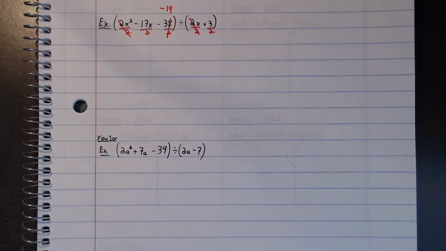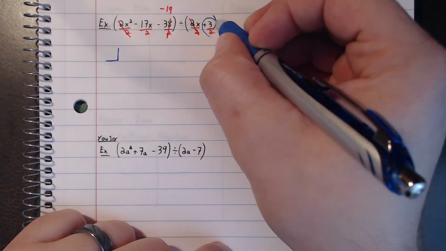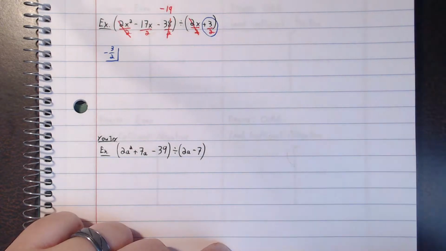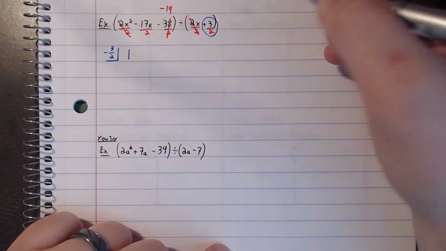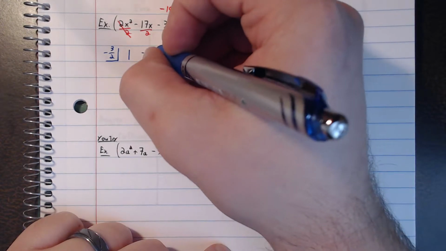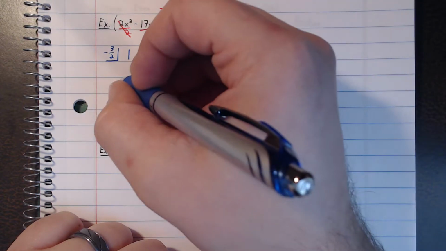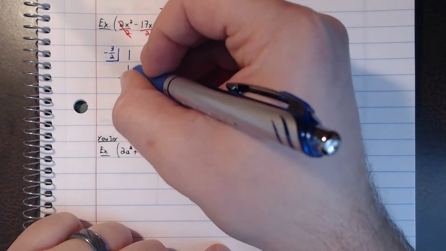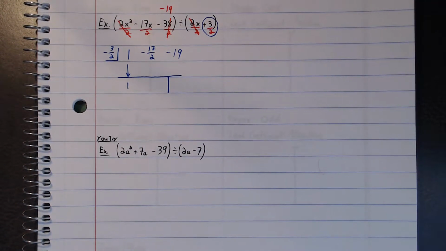Okay, and now we can start setting it up like usual. What number is going to go inside of our box? Well, we want the opposite of this, so we want negative 3 over 2. Here we got rid of our 2. That's going to be a 1. Here we have negative 17 over 2. And last we have negative 19. I'm going to drop down the first term. And we're going to go just like usual now.